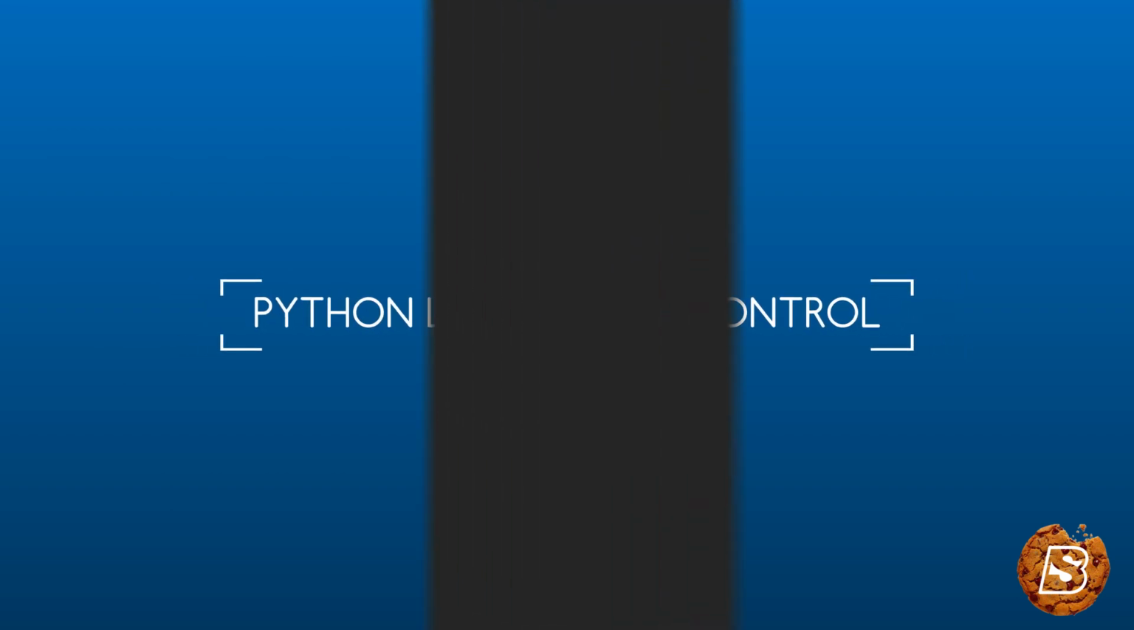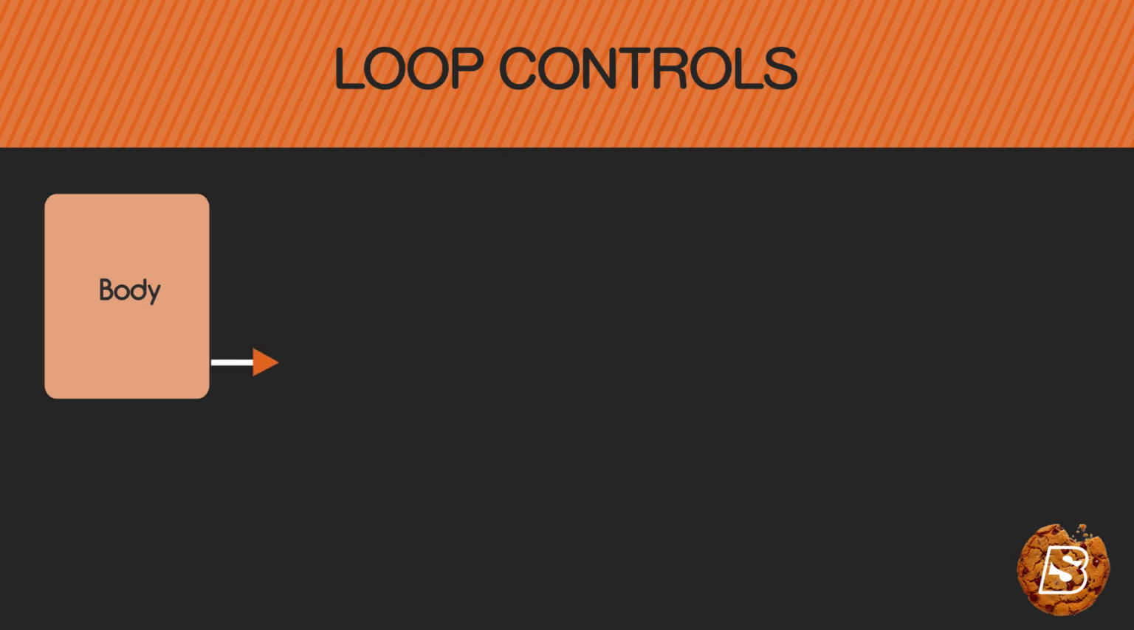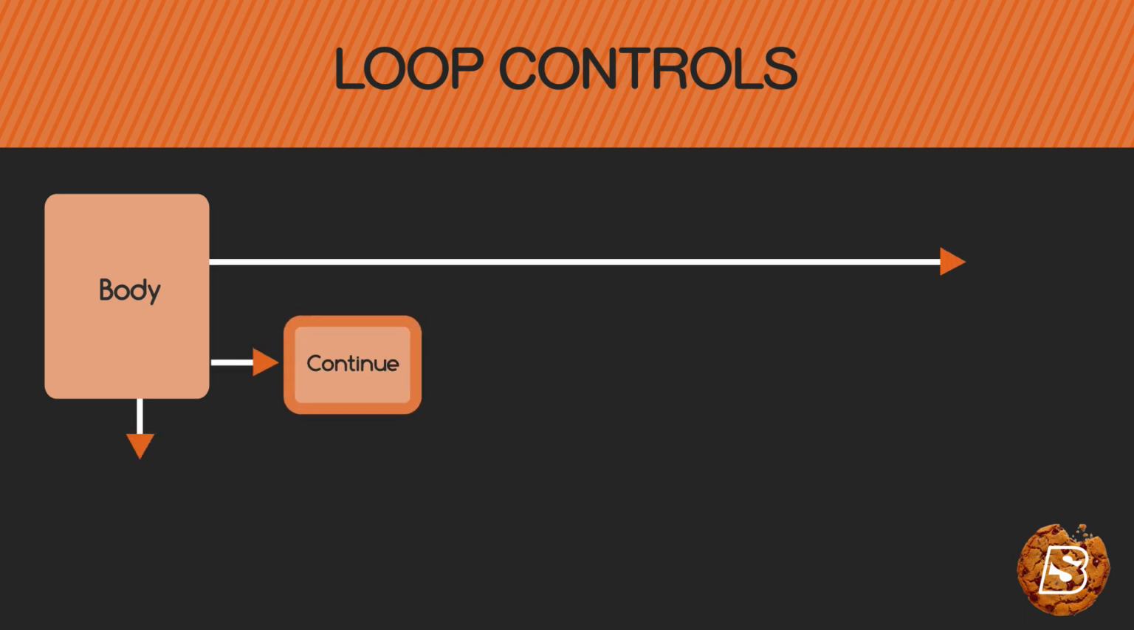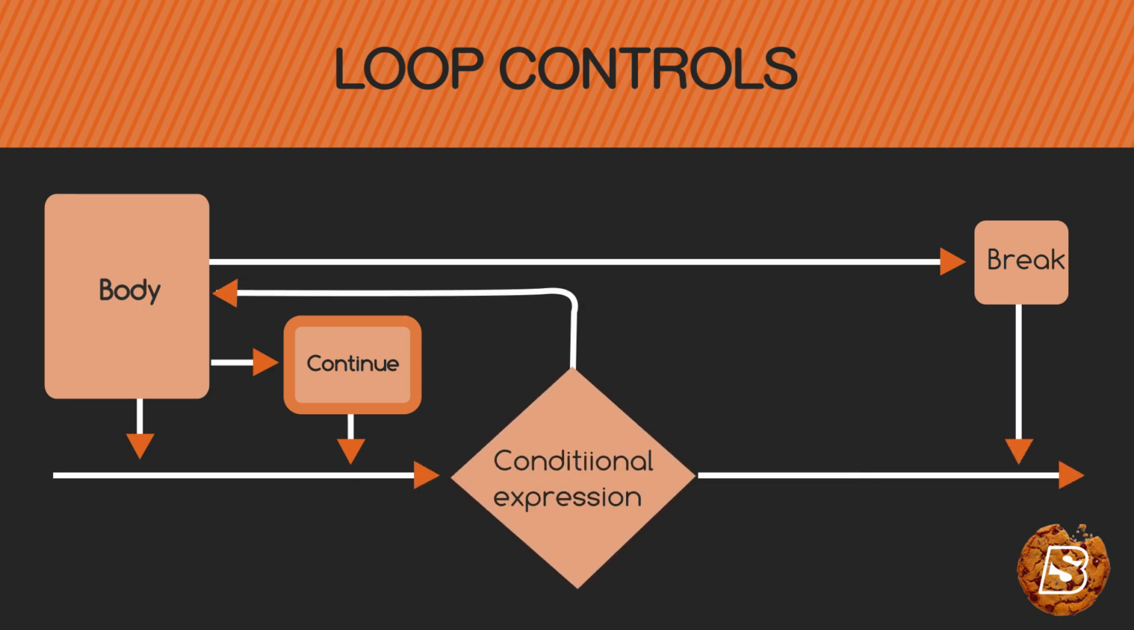In this lecture, we'll be taking a look at loop controls which are available with for as well as while loop. Here we can see that continue, break and else are the controls which are used to modify the behavior of while and for loop.